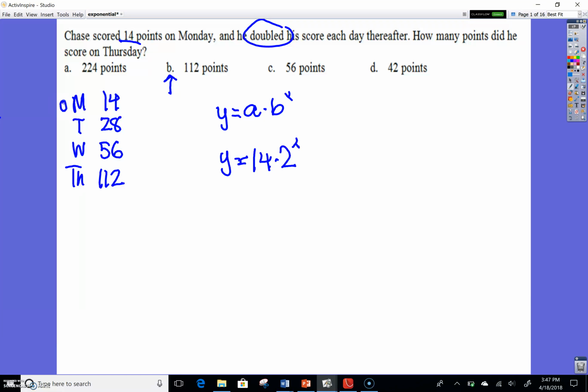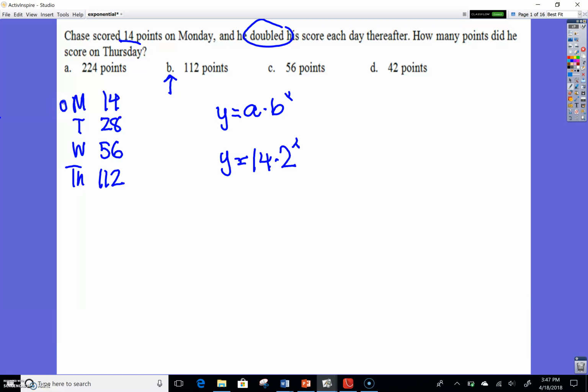So, on Monday he scores 14. Now, he doubles it. You double 14, you get 28. You double 28, you get 56. You double 56, you get 112. So this should be our answer right here.